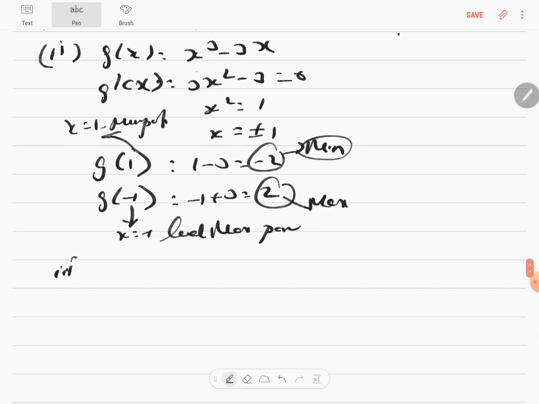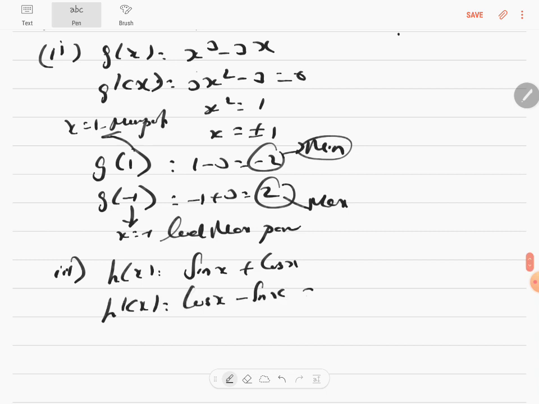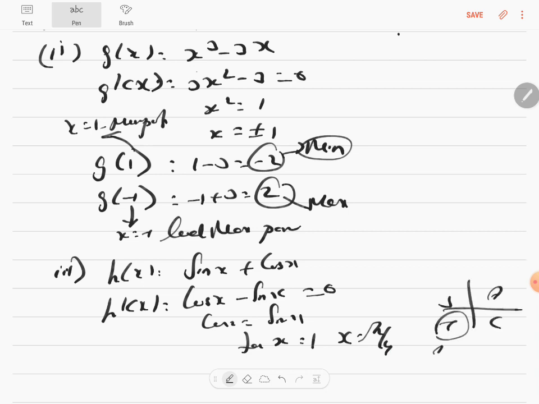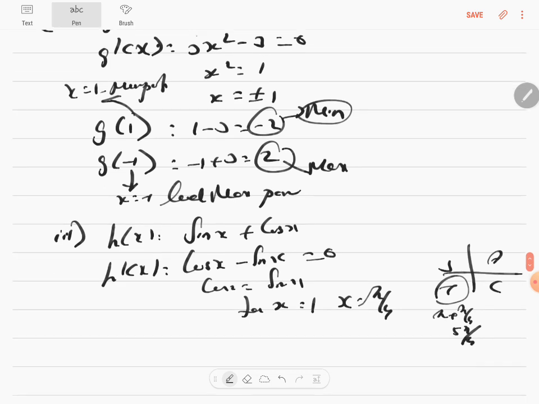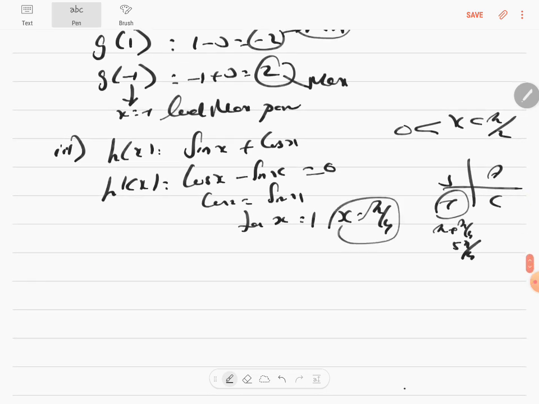The third question is h of x is equal to sin x plus cos x. As usual, differentiate. h dash of x is equal to cos x minus sin x, equated to 0. So you get cos x is equal to sin x, hence tan x is equal to 1, which shows that x is equal to pi by 4. It can also be in the third quadrant, because of all school taught children, pi plus pi by 4, which is 5 pi by 4. However, the question here says that you have to analyze only from x is equal to 0 to pi by 2. So I'll restrict my answer to x is equal to pi by 4.